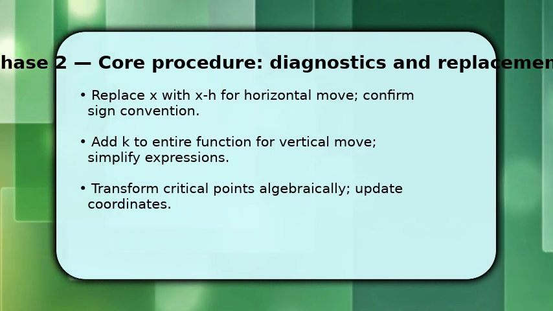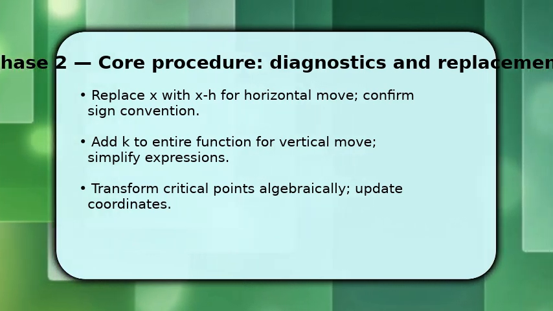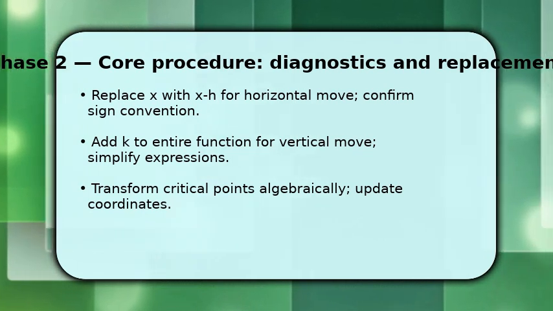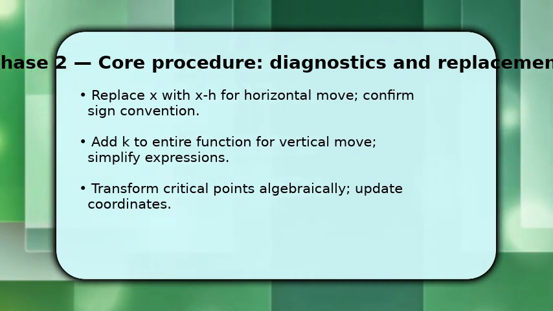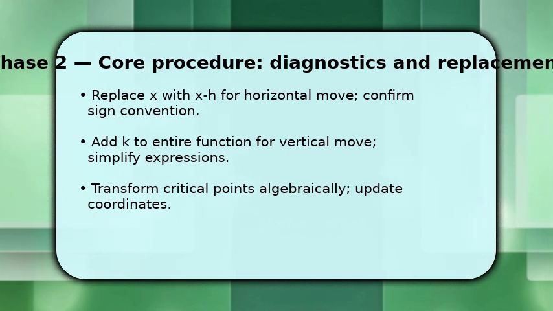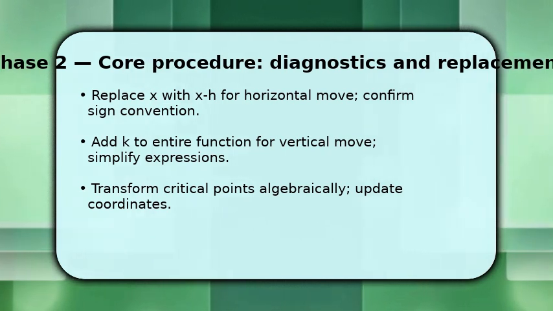Meanwhile, transform every critical coordinate. If (a, b) was critical, it becomes (a + h, b + k), given our sign choices. Once those coordinates are updated, sketch them and connect. The graph shape stays identical, only location changes.